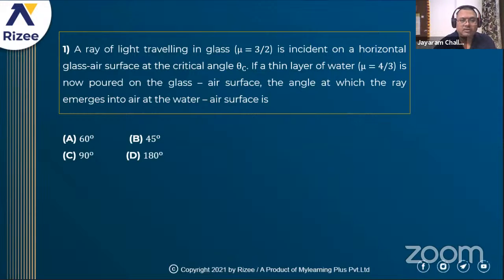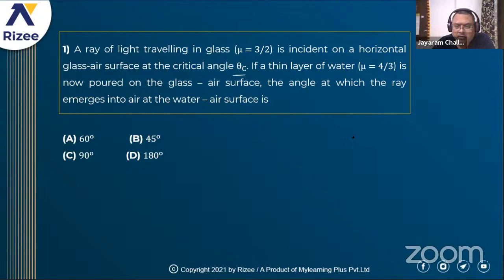So today's first question, he has given that a ray of light, whose refractive index he has provided, is incident on a horizontal glass surface at the critical angle. So it is falling under critical angle conditions. Now, if a thin layer of water is poured onto the glass, at what angle does the ray emerge into the air at the water and air surface?